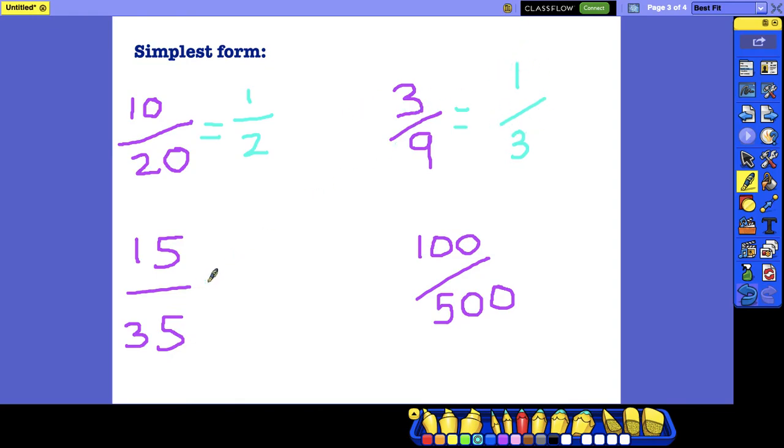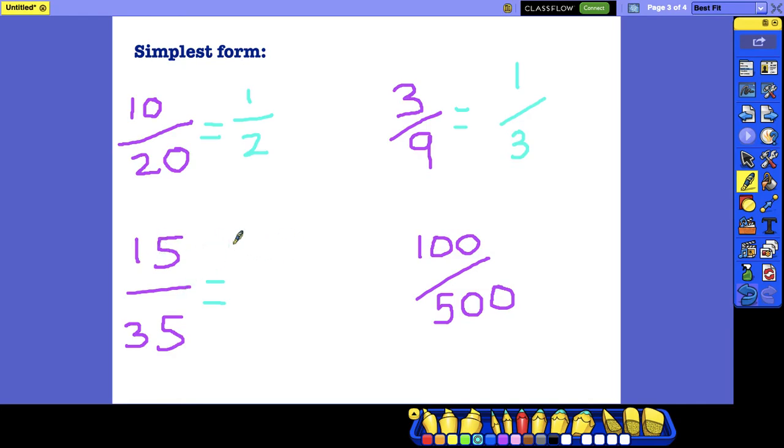What about this one here? What can we do to this one to make this one more simple? The simplest equivalent fraction possible. Have a think for 10 seconds. Hopefully you thought that we can divide by 5, okay?